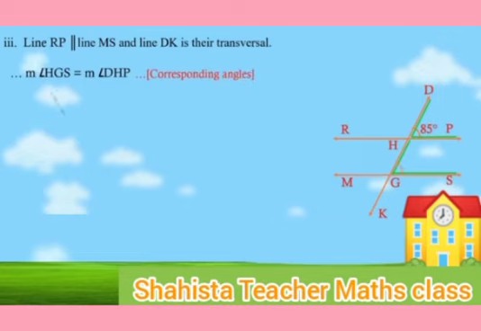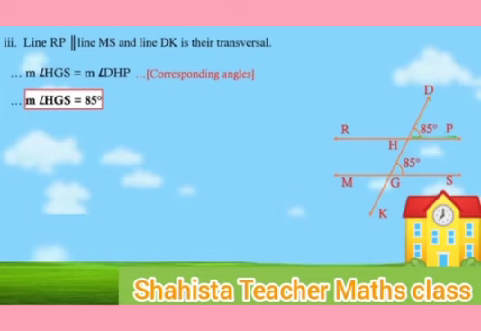As you can see here, DHP is given 85 degree. That means HGS is also 85 degree. They both are similar. They both are equal. Is that clear? So DHP is equal to 85 degree and HGS is equal to 85 degree.